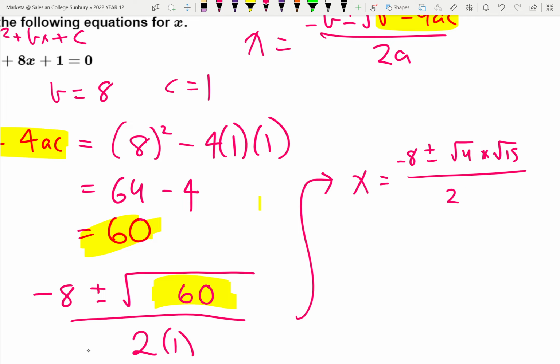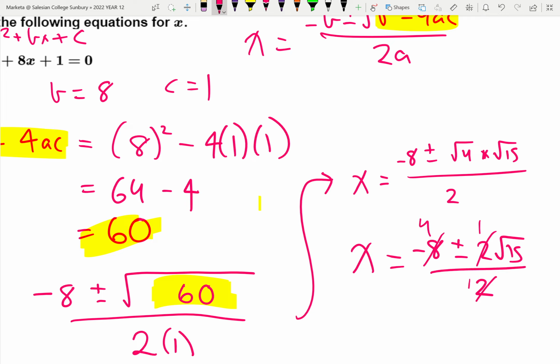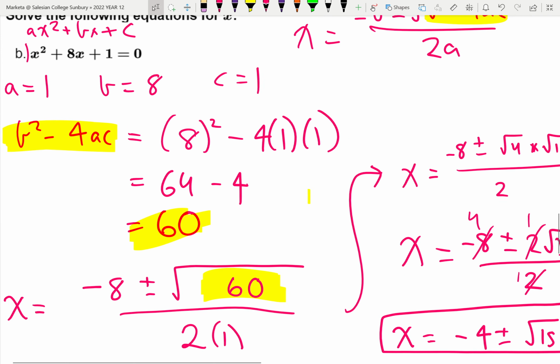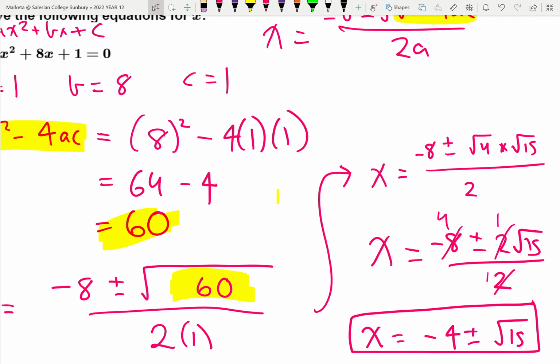Well, it's just 2. I won't write the 1 again. So x equals negative 8 plus or minus 2 root 15 over 2. And let's divide everything by 2. So we're going to get x equals negative 4 plus or minus root 15. And again, this has no restriction, no implied domain, anything like that. So all solutions are relevant for x.